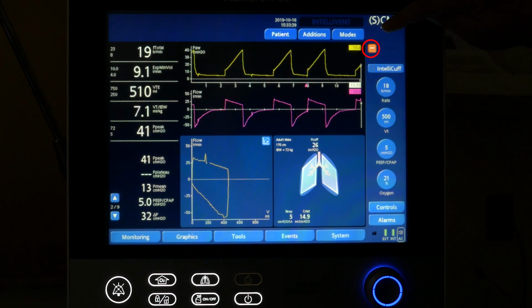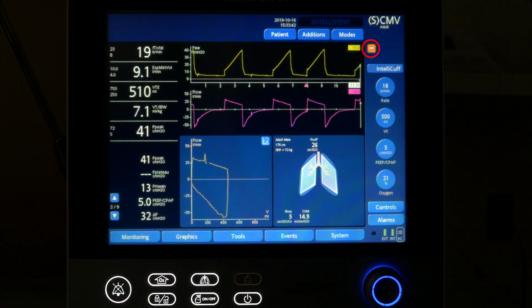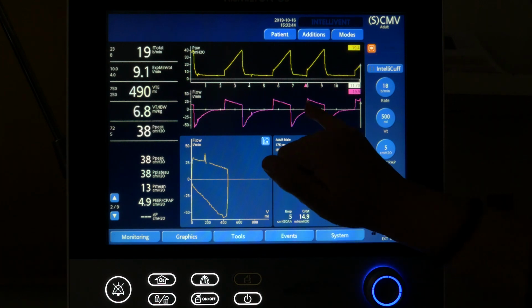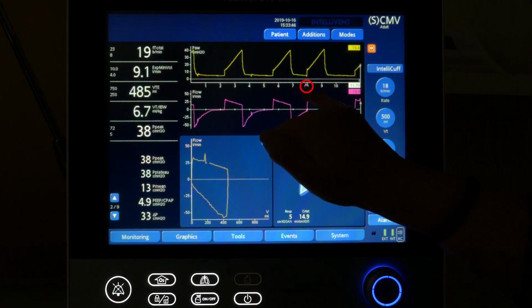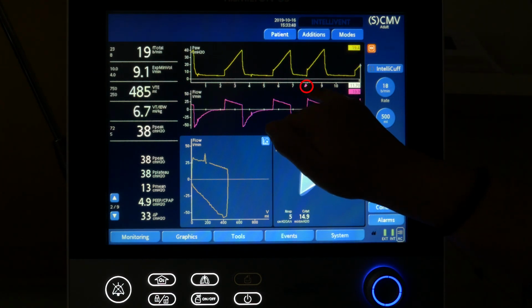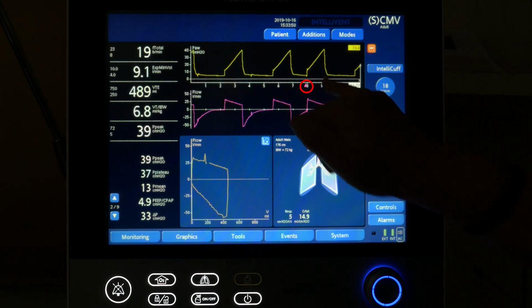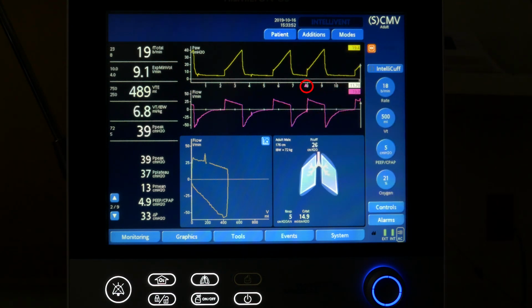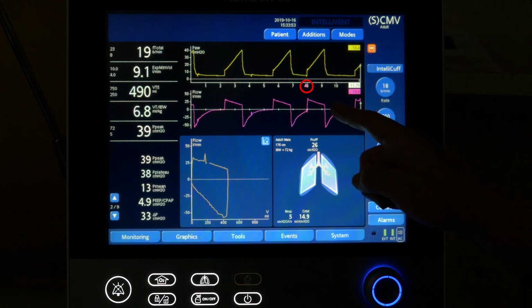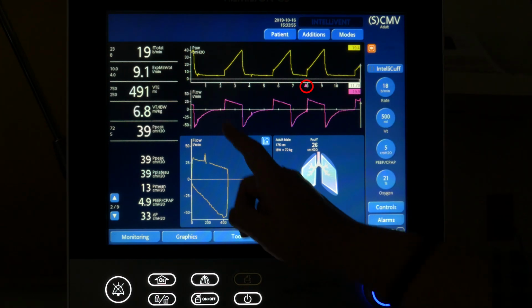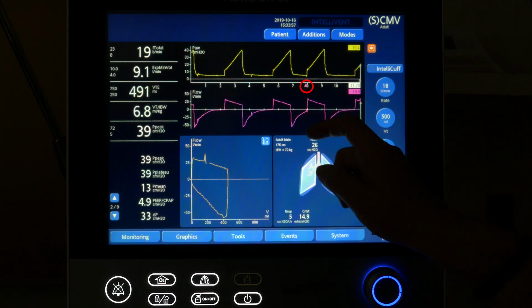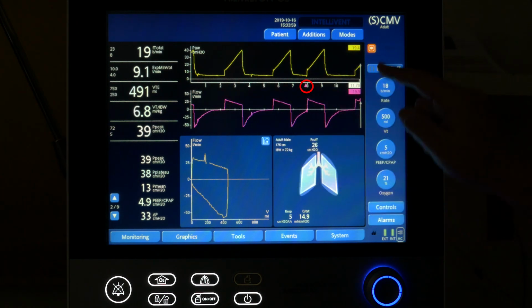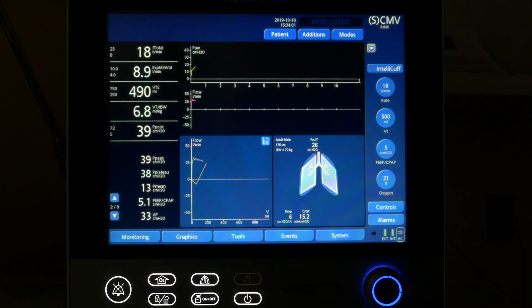I'm going to pause the screen for a moment by pressing this button here. Now the screen is paused. Hope you can see that there is a little tiny pink triangle right here. That pink triangle underneath this breath says that the ventilator is sensing the patient triggering that breath. That is a patient-triggered breath as opposed to these other breaths here, which are not. This one.